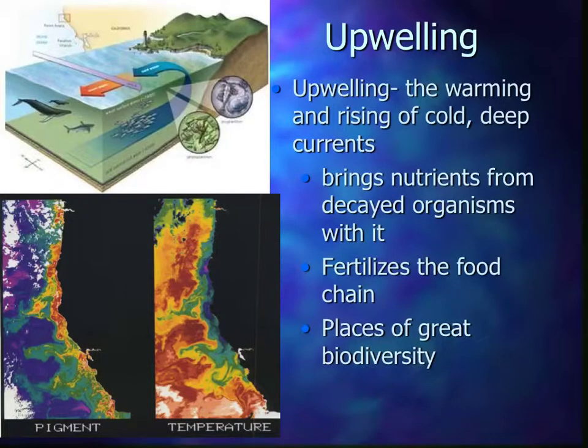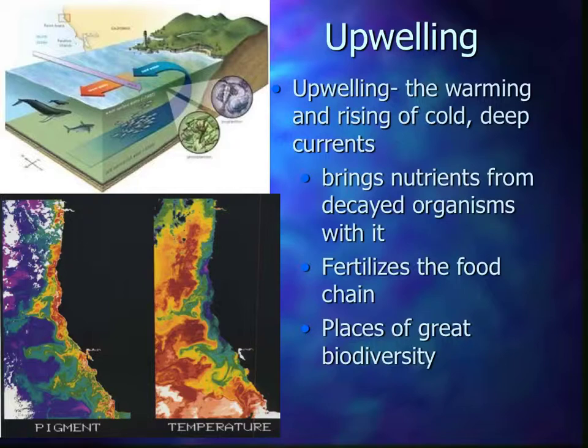Another type of ocean current, or movement of water, is called upwelling. Upwelling is the warming and the rising of the cold, deep currents. So this is sort of the other half of what I was talking about a couple slides ago. Water sinks, but it has to come back up. Well, as it's been cruising around in the bottom of the ocean, it's been picking up nutrients from all the stuff that dies and sinks down there and decomposes, kind of like fertilizer, and that comes up and it brings that nutrient-rich water with it.